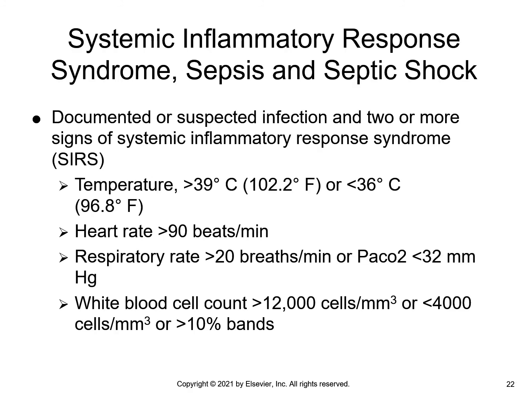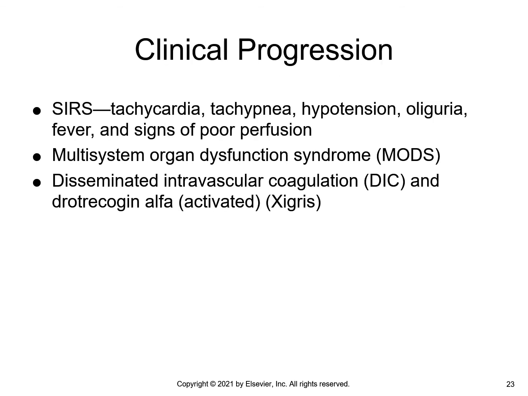SIRS is now considered a dysregulated inflammation syndrome and not used in the sepsis definition. Nursing management includes monitoring signs and symptoms and progression to sepsis and shock, and prompt notification of the physician. SIRS is the first part of a continuum that can lead to sepsis, then severe sepsis, and ultimately multisystem organ dysfunction syndrome or MODS. This is defined as 2 or more organs that show signs of dysfunction.